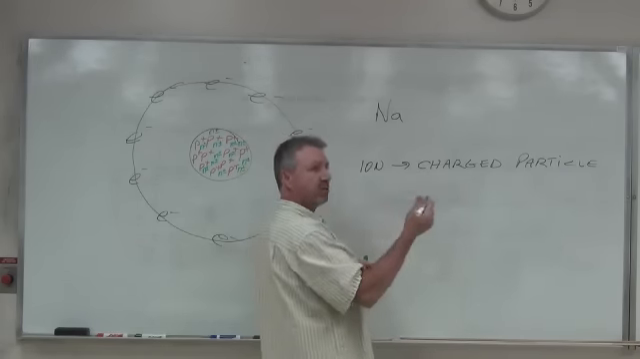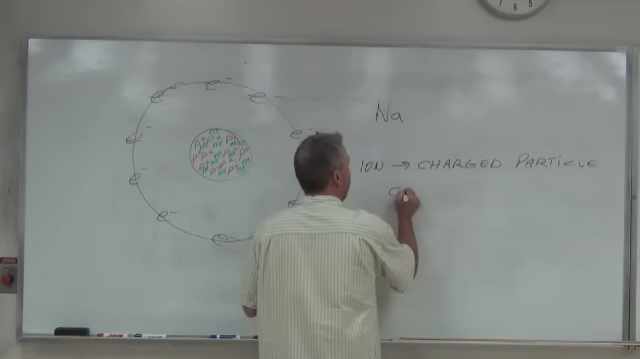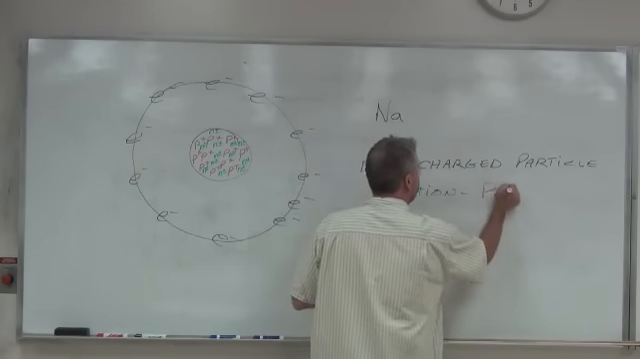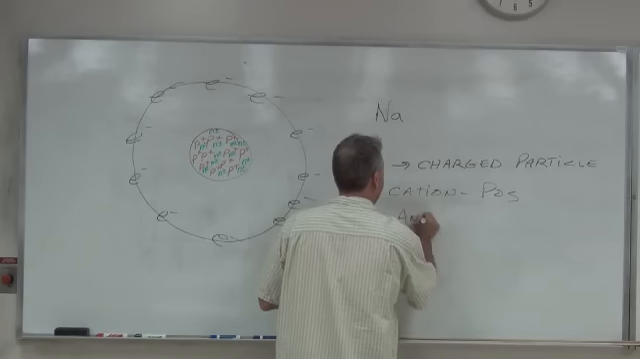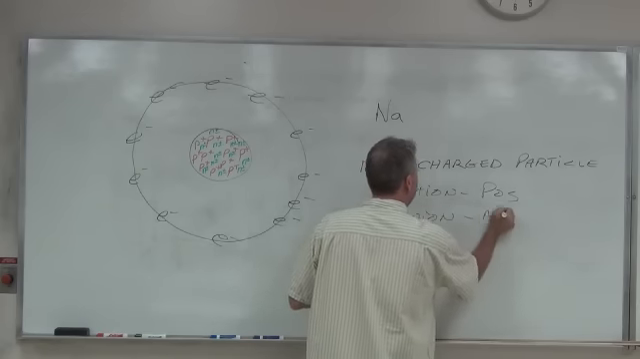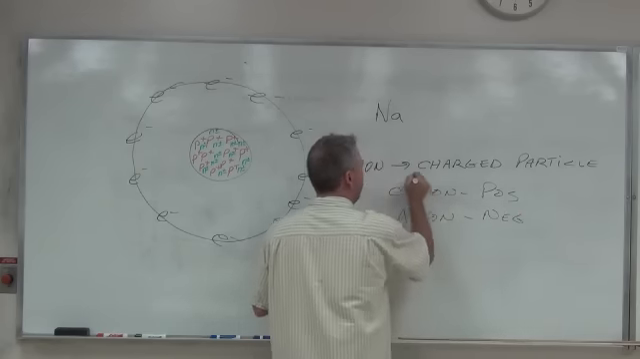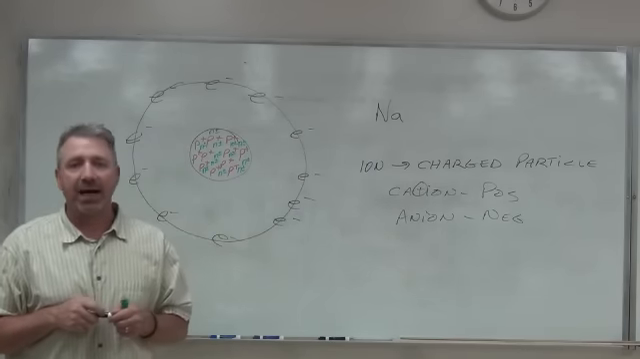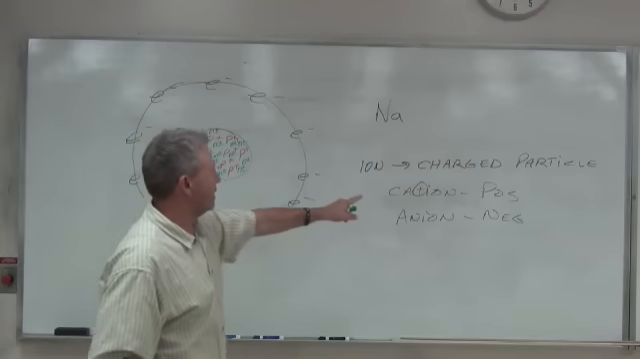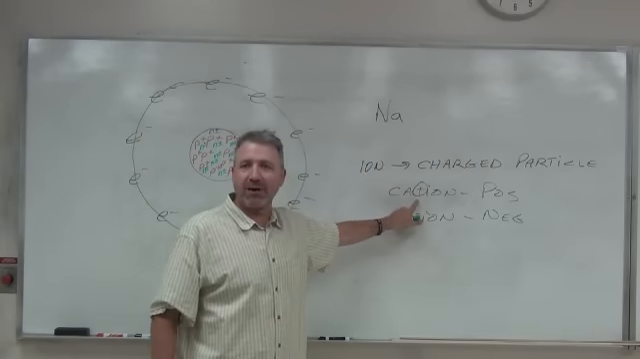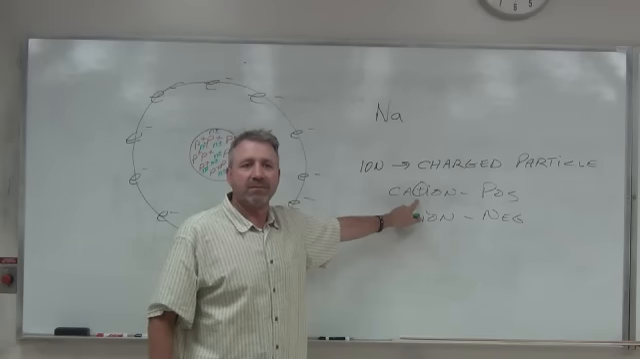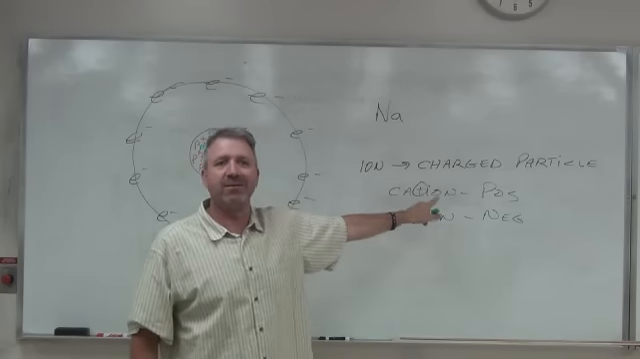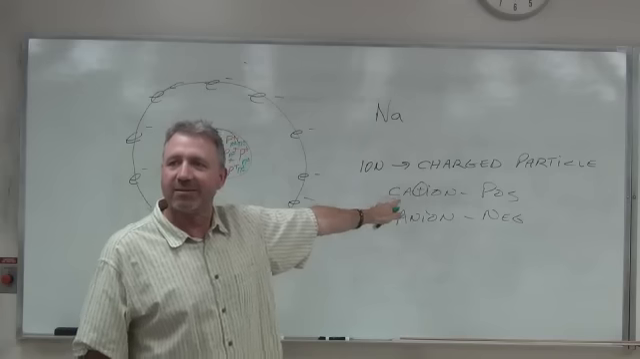And we have two kinds of ions. We have a cation, which is positive, and we have an anion, which is negative. Now I always remember that because cation has a little positive right in it. Unfortunately, that doesn't work with electrochemistry because the cathode's not positive. But cation is. We're good.